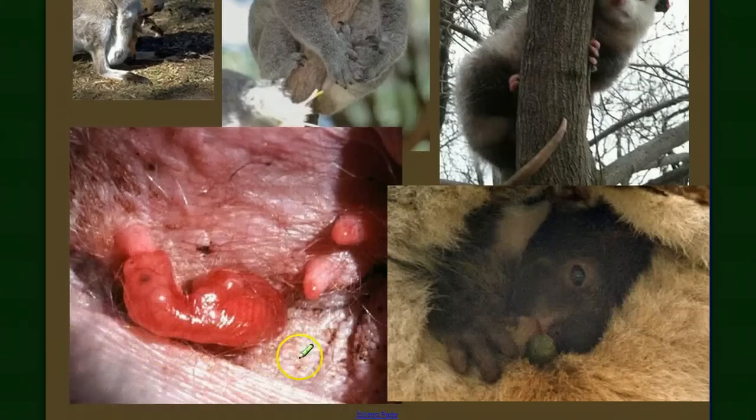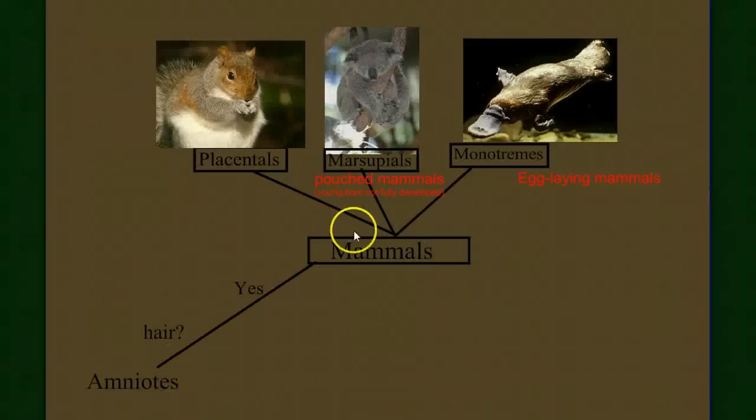But the key is that they're born premature because they've used up the nutrient material they have around them in the uterus, and they have to finish their development. They'll climb up into the pouch and attach to the teat and suckle and nurse and finish their development in the pouch. So now we can move on to the placental mammals.